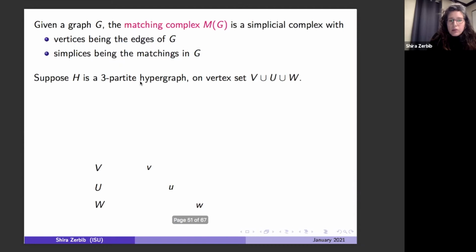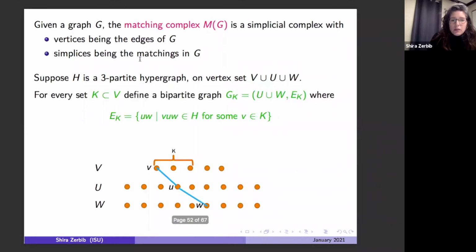So now suppose we have a three-partite hypergraph on vertex set V, U, and W. And now for every set K that is a subset of the first vertex side V, we define the bipartite graph G of K on the sides U union W with edge set EK, where EK are all the edges UW such that together with V, they form an edge in H for some V in K. So we take all the vertices in K, we look at all the pairs that together with some vertex in K form an edge in H, and this will be our bipartite graph G of K.